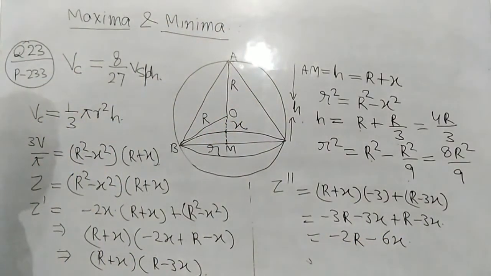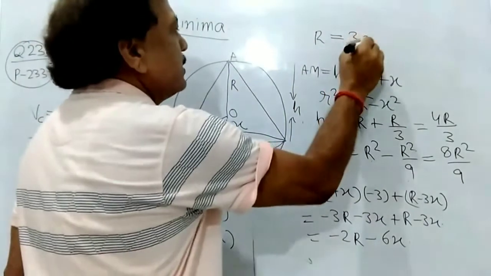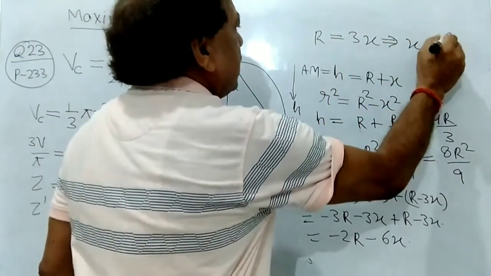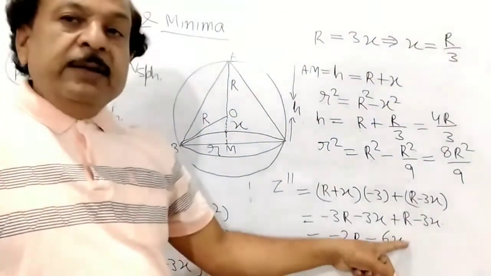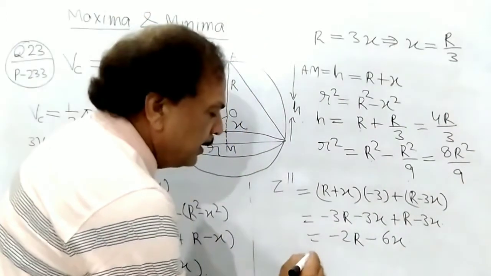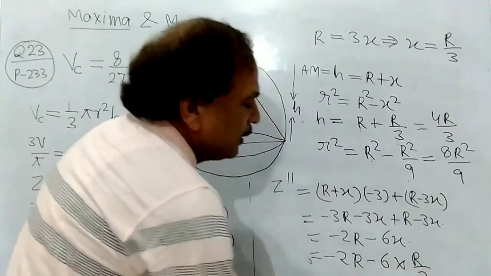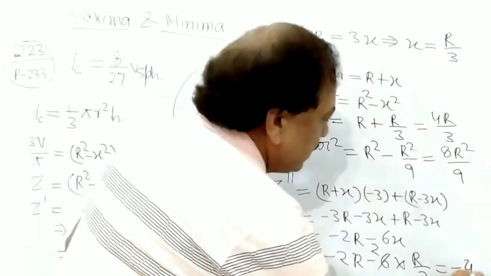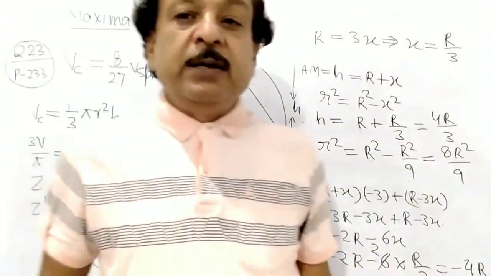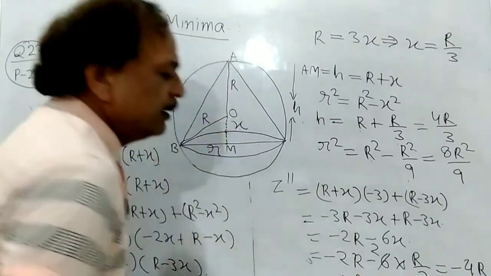और r का वैल्यू कितना आया है? x का वैल्यू कितना है? r by 3. r equal to 3x, this implies that x इक्वल टू r/3. तो एट x इक्वल टू r/3 द एरिया विल बी मैक्सिमम. तो यहाँ हम वैल्यू रखते हैं -2r -6 इंटू r/3. तो कितना हो जाएगा -2r और -2r, -4r. तो यहाँ -4r हो गया. तो दिस विल बी लेस देन 0.